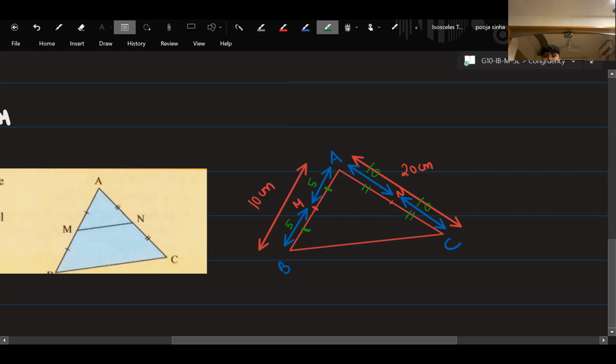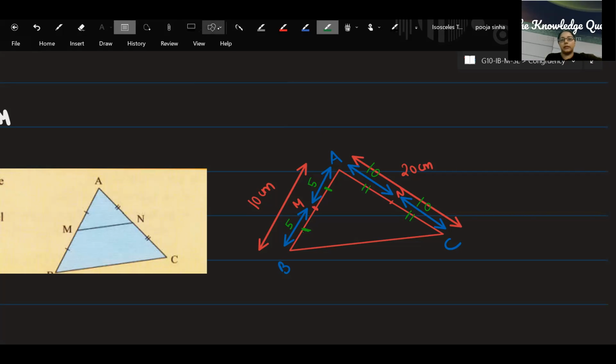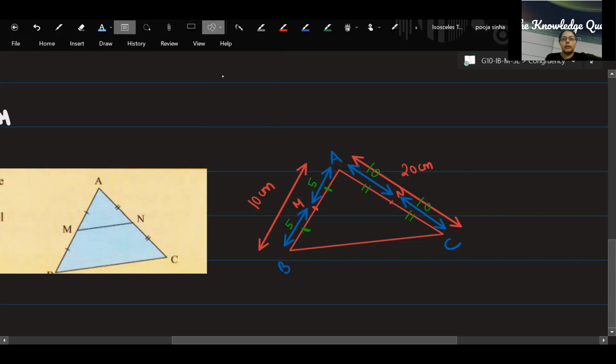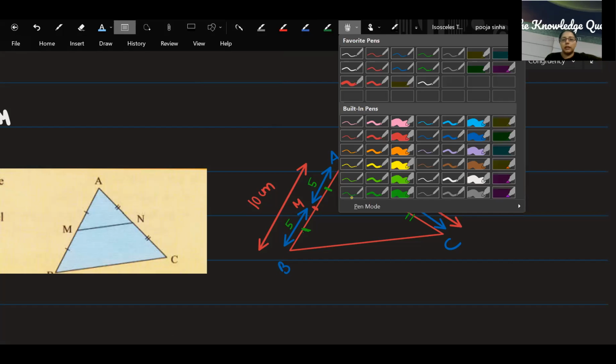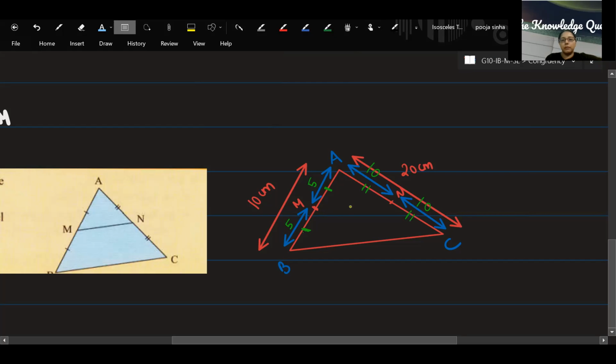Right? Now, if this is the case, then we can conclude about the third side. But I don't see any third side. Where is the third side? There is a third side which is not drawn here. And the third side is M to N.